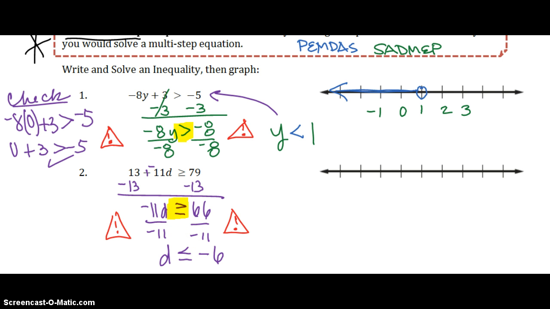And so to graph that, -6, to the right is -5, -4, to the left will be -7, -8. Is it an open dot or closed dot? This one's a closed dot because it's less than or equal to, and less than goes to the left. So that's how you would graph that inequality.